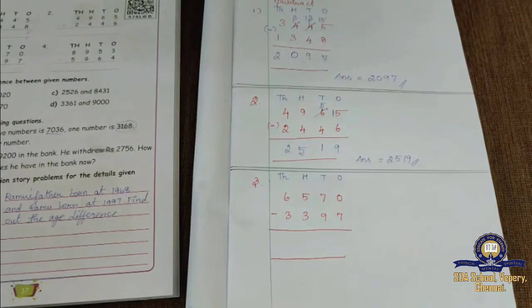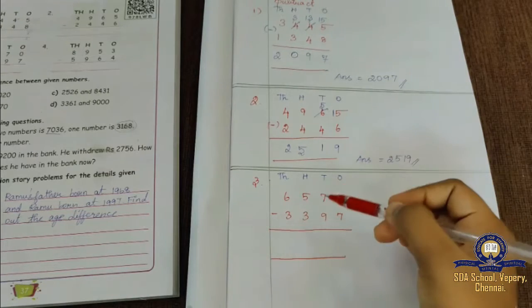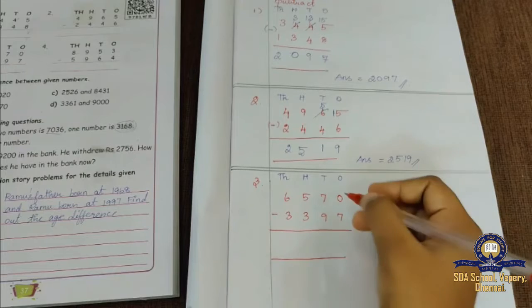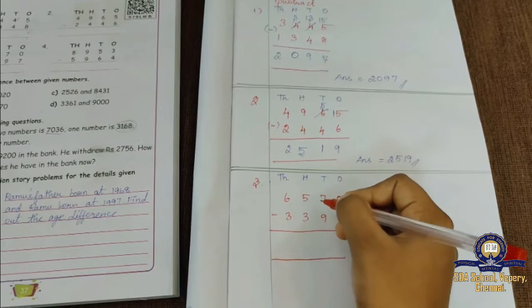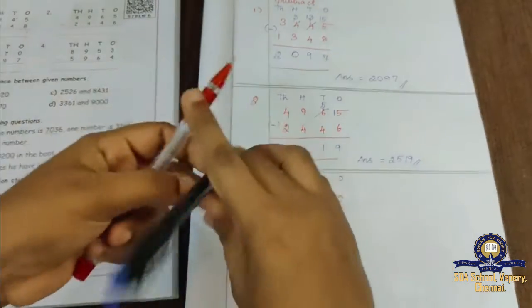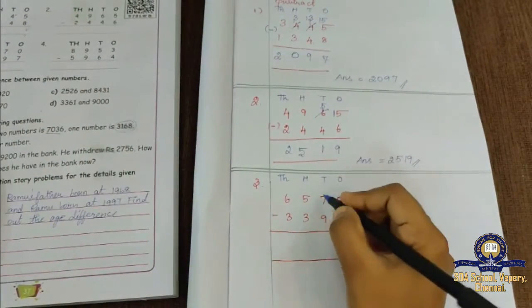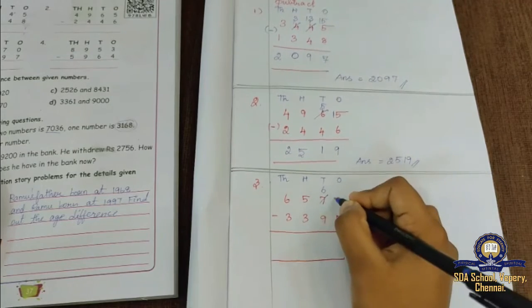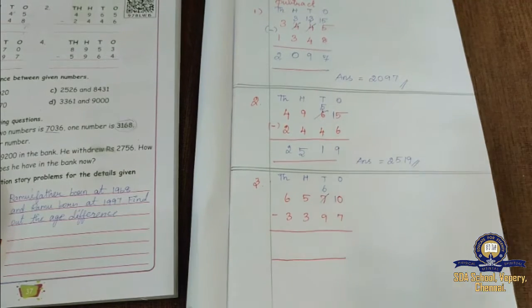Okay. Can we subtract 0 minus 7? So 0 is smaller than 7, so we cannot subtract this. What we have to do? We have to borrow a number from the tens place. So if we borrow 7, the before number of 7 is 6, and here we add 1.